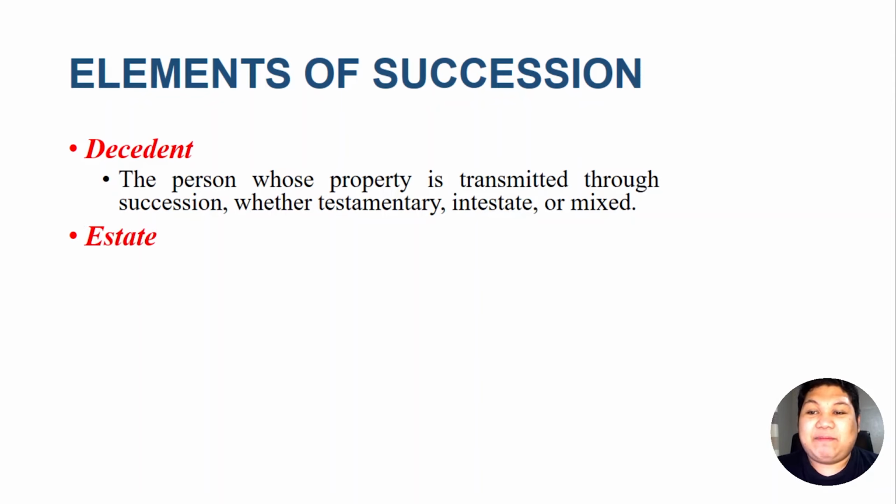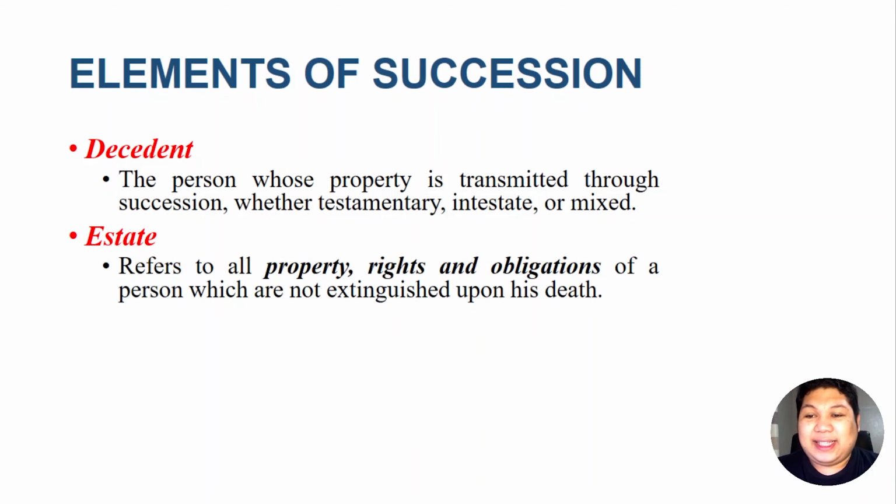So, another element is the estate. The estate refers to all property, rights, and obligations of a person, that's the decedent, which are not extinguished upon his death. So, the estate refers to all properties, whether real or personal, rights, and of course, obligations. These obligations are the unpaid obligations which are not yet extinguished upon his death.